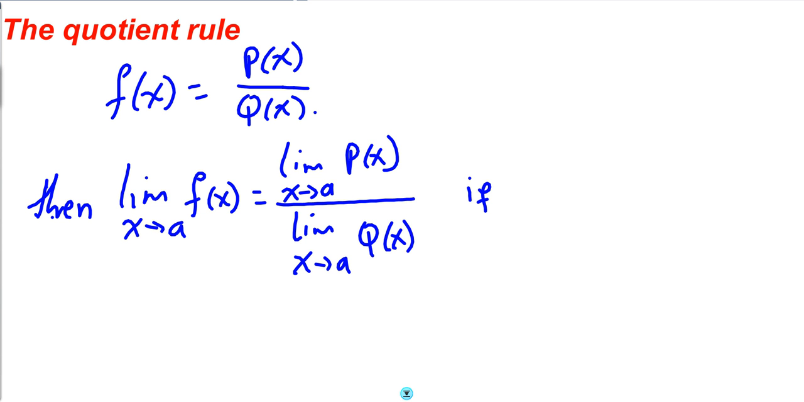This would only be used if the limit as x approaches a of the denominator q of x exists and is not equal to 0. If it is equal to 0, then we have to do some algebra before we find the limit.